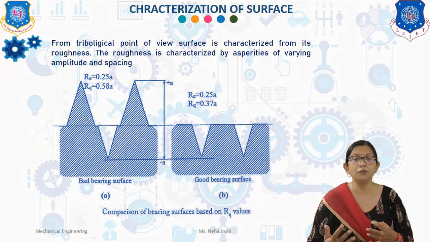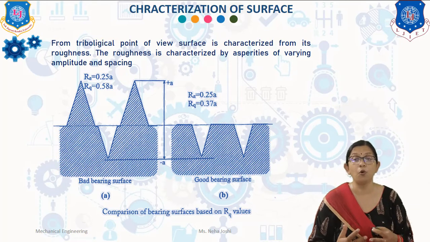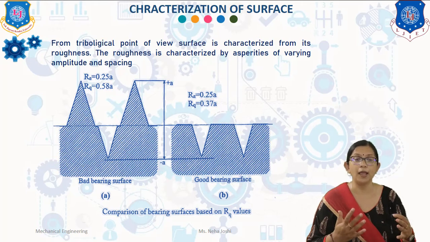Due to positive deviation, the contact between the solids is confined to a very small fraction of the nominal area, and as a result, estimated contact stresses are much higher in magnitude as compared to the nominal stresses.